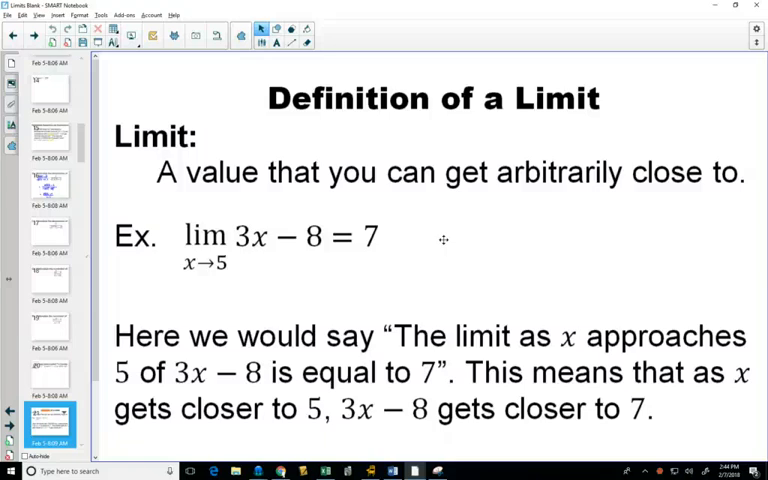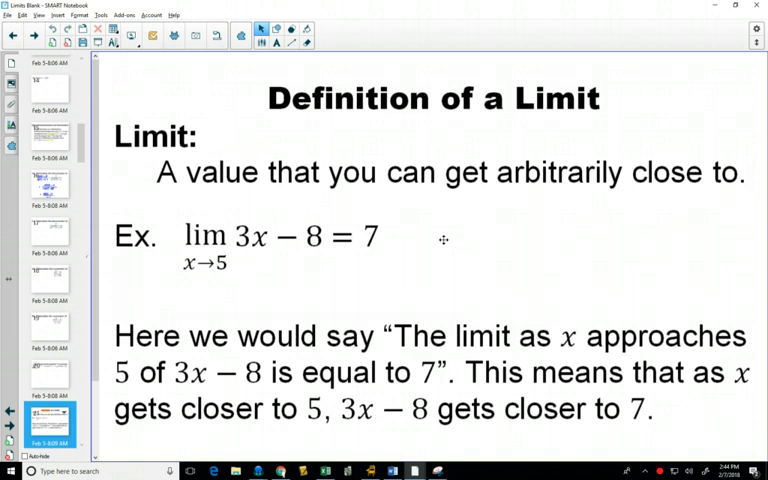So now we get to the idea of what is a limit. We've talked about this already a little bit. A limit is a value that you can get really, really close to. And sometimes limits are really easy to evaluate. For example, this is the notation.